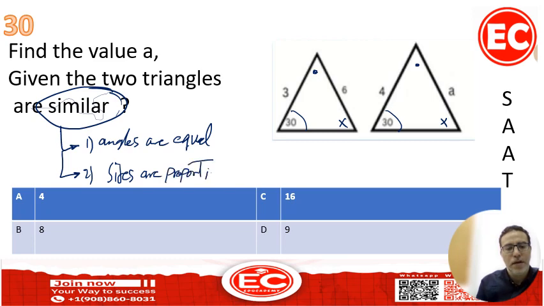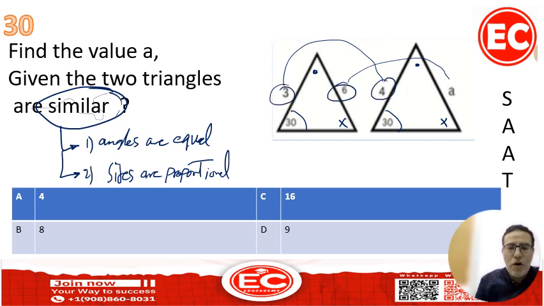Sides are proportional. What do I mean by proportional? That 3 divided by 4 is equal to 6 divided by 8. But there is a simple method. 3 is half of 6. So 4 is half of what? Half of 8. So here is the answer. So you don't have to write any kind of proportion in this part.